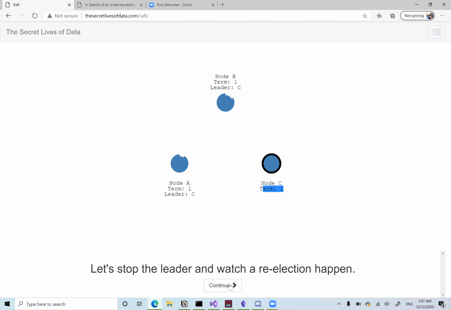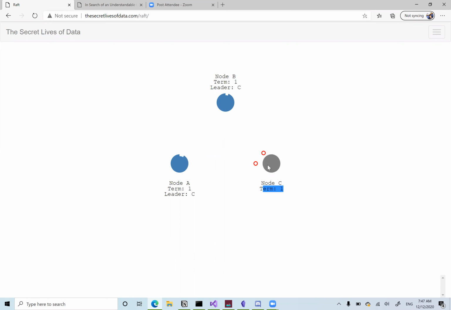So let's stop the leader and watch the re-election happen. So now this node has stopped. So election timeout will happen on one of these nodes. This node.